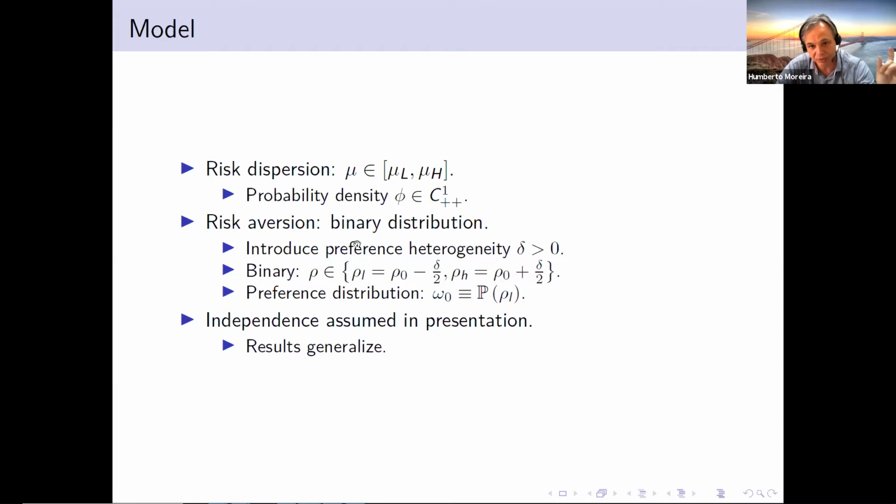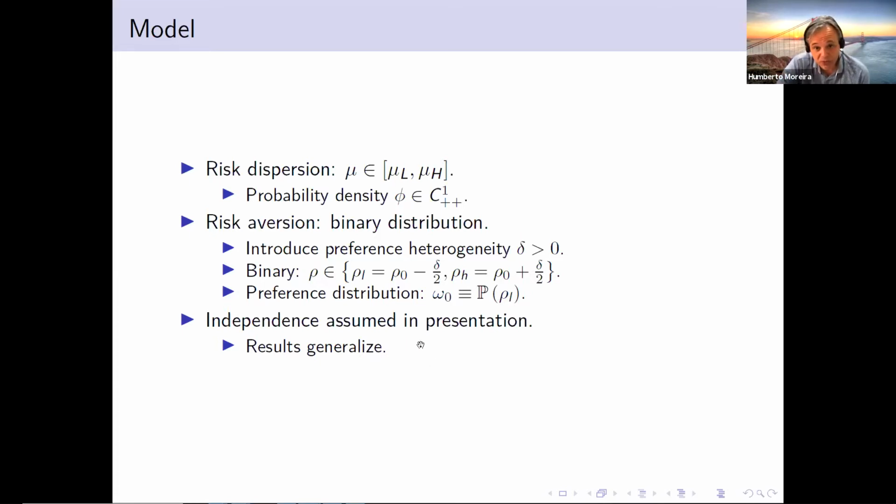So this is the simplification, right? The mu is going to be continuous and the rho is going to be binary. So you're going to have a low risk aversion and a high risk aversion. And delta is going to be exactly the difference between these two levels, the high and the low risk aversion. So you can think of it as the dispersion of risk aversion between these two classes of risk types, right?